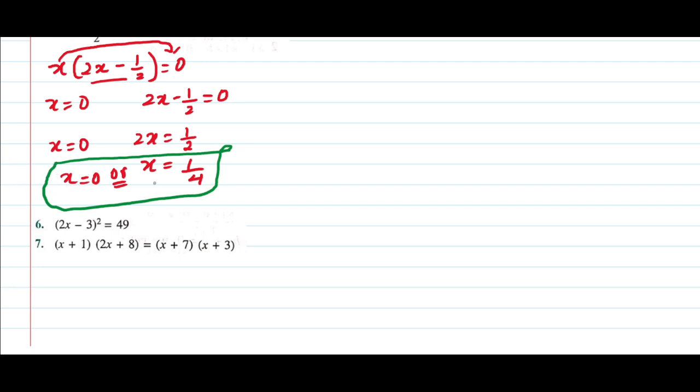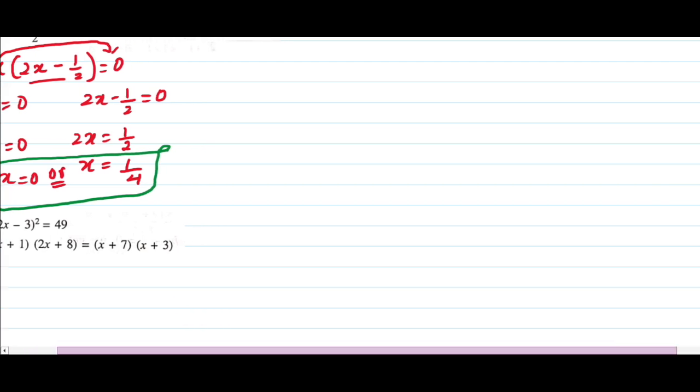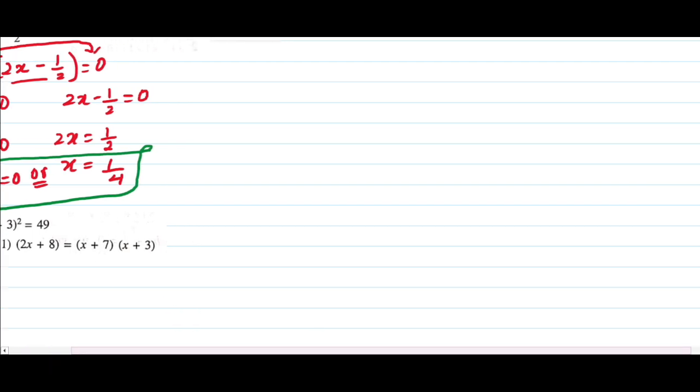So this is for question number 4. Next, what is question number 5 here? x of x minus 5 equals 24. If I multiply this, x square minus 5x equals 24. I'll take 24 to the LHS, so this plus becomes minus 24, which equals 0.